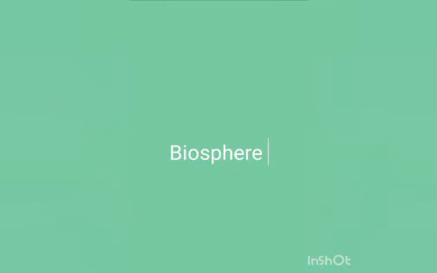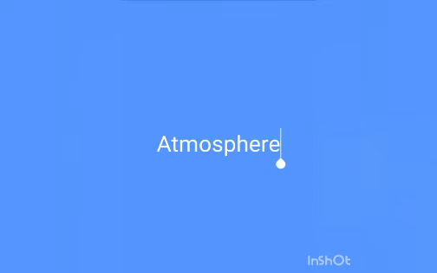Now next is the turn for the atmosphere. In the atmosphere, the elements are present in the gaseous state, like nitrogen is 78%, oxygen 21%, and other gases 1%, like Ar, Kr, Xe, Rn, CO2 and He.